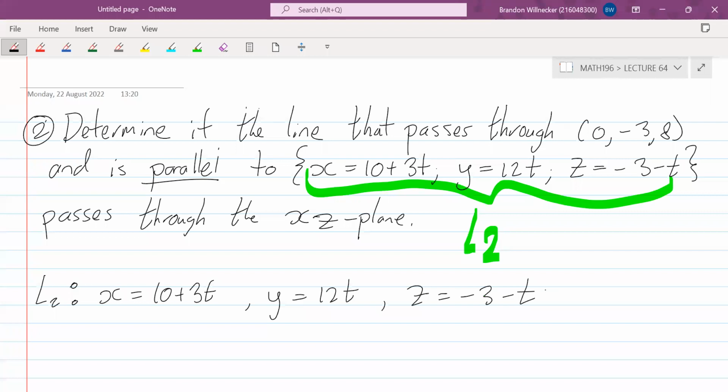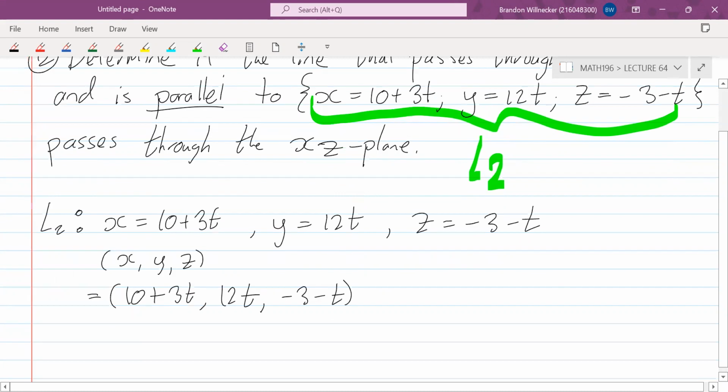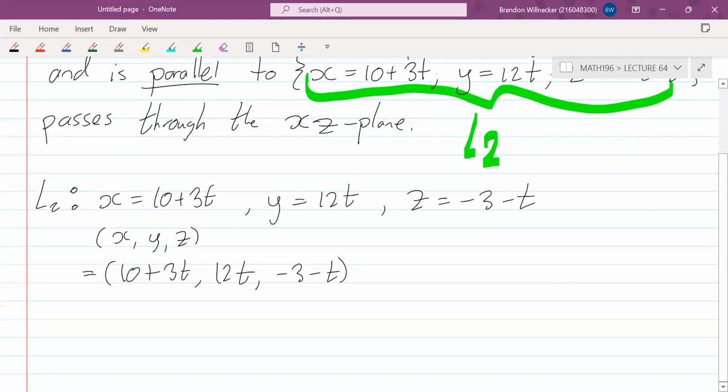Okay, so we can write this as a vector just by noting what each component is. So we can write this as x, y, z as a vector, and then just substituting. So this is going to be 10 plus 3t, 12t, and -3 minus t. Okay, now we want this to look like that r naught plus t times v. So let's separate out the t part.